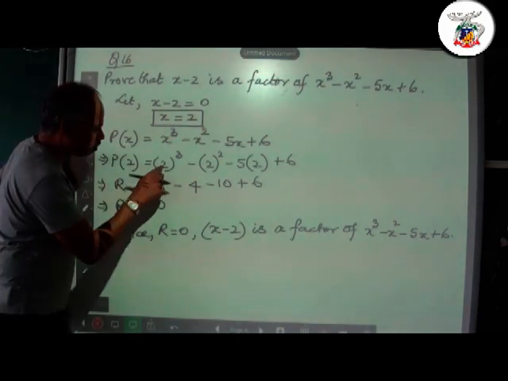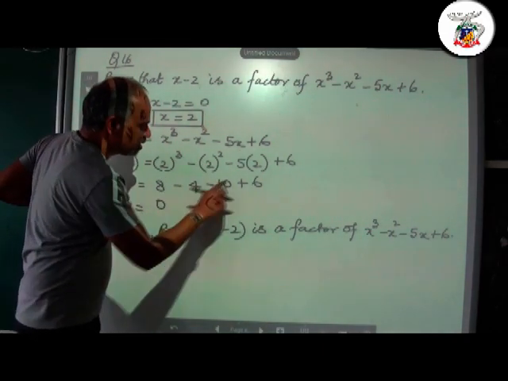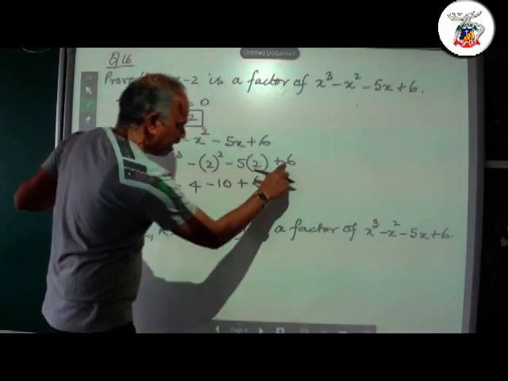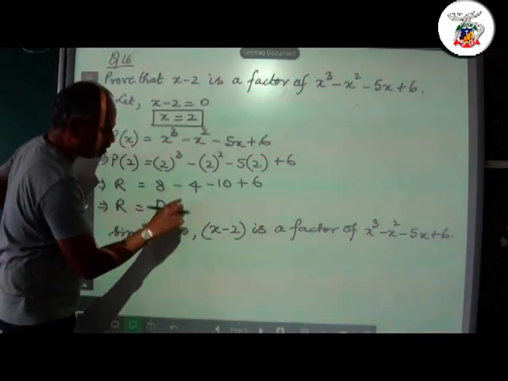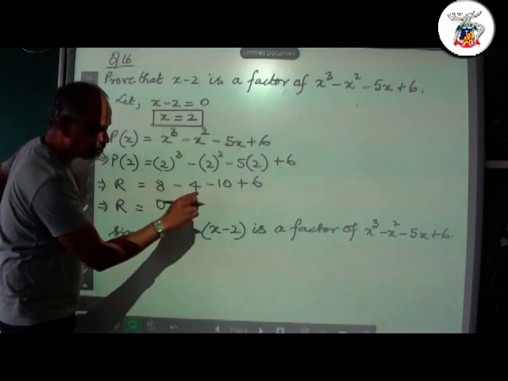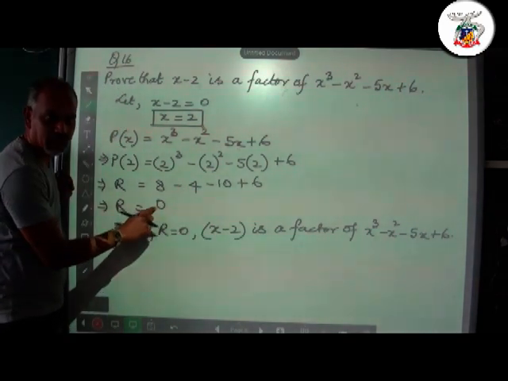So r is equal to 2 cubed is 8 and then minus 2 squared is 4 and this gives you minus 10 and plus 6. Okay. If you simplify this, 8 and 6 gives you 14, minus 4 and minus 10 gives you minus 14. This 14 minus 14 gives you a remainder which is 0.